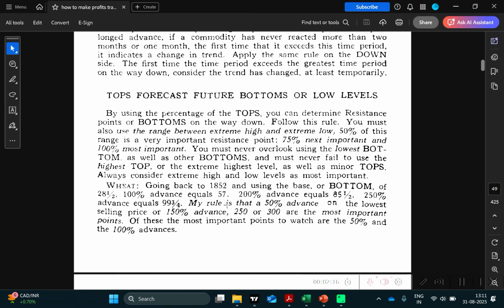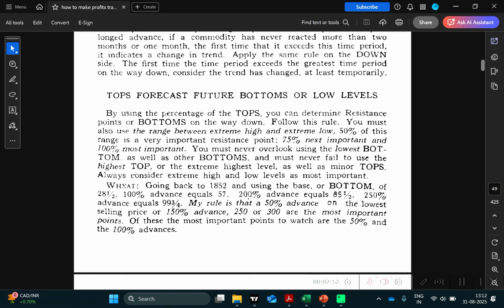Then he says, going back to 1852 and using the base or the bottom in wheat, 100% advance equals 57, 200% advance equals 85 and a half, 250% advance, and then 300% advances. Advances of this range. So how do you calculate this range? Okay, let's see an example on gold.